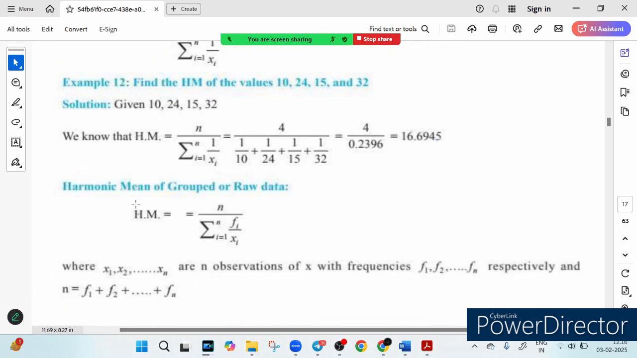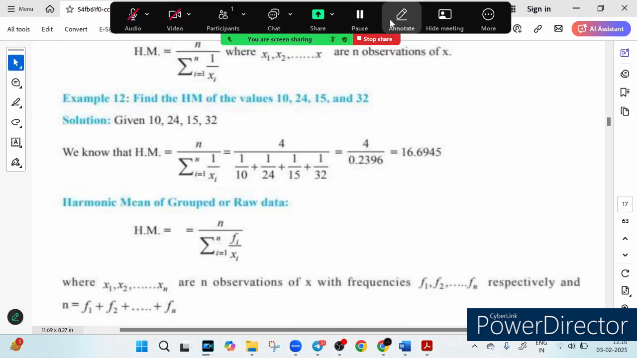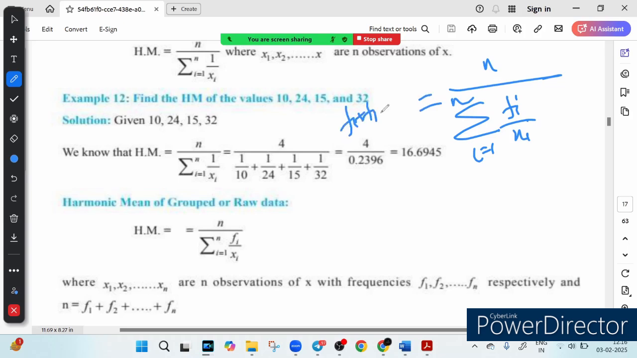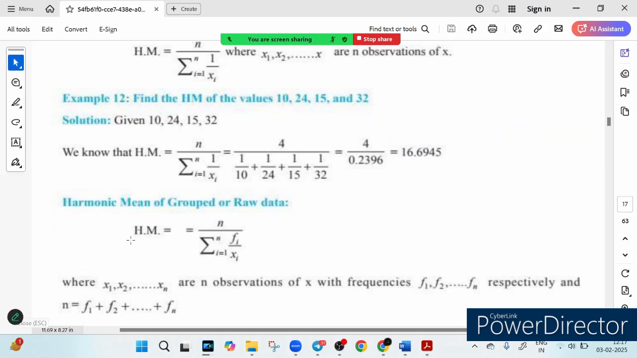What about the grouped data? For grouped data, the only thing you need to remember is to replace this 1 by fi. The formula becomes: n is the same in the numerator, but in the denominator it will be fi by xi, i equal to 1 to i equal to n, right? And what is n here? n is the sum of frequencies, as we already know: f1 plus f2 plus f3 plus dot dot plus fn, right? In every case, whether arithmetic mean, geometric mean or harmonic mean, a small n is always the sum of frequencies, as we did in the previous means also. Is it clear? So let me give you one example to make it more clear.